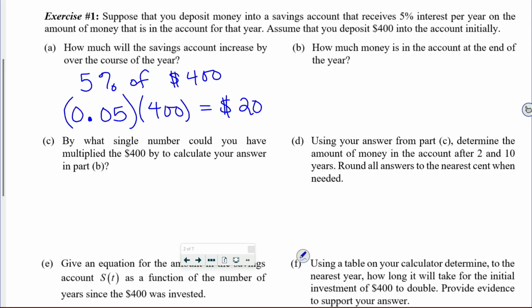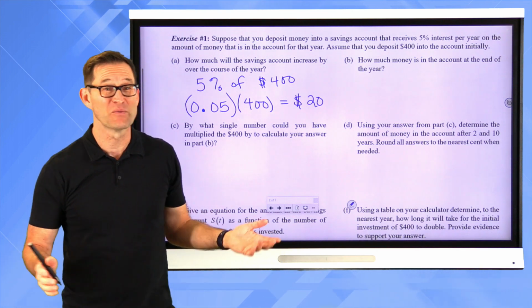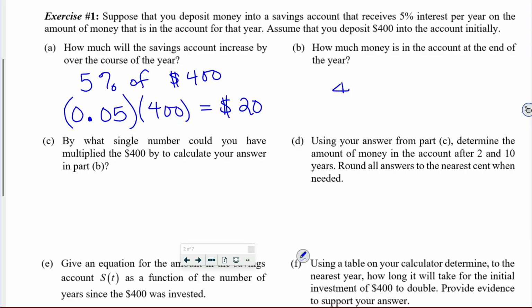All right, let's take a look at letter B. How much money is in the account at the end of the year? Well, this is pretty easy, right? That's going to be $400. Let's not even have you do this on your own. Plus $20. So that's going to be $420.